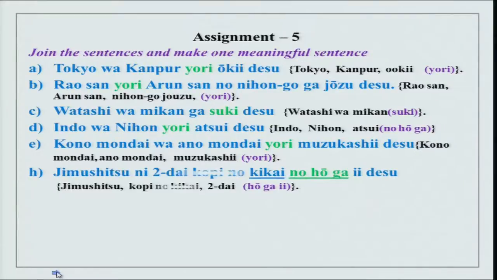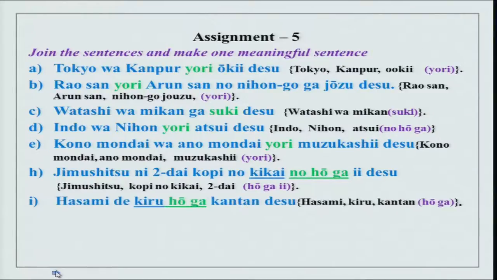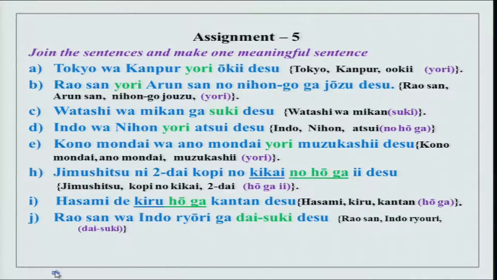Then we have jimushitsu ni 2 dai kopi no kikai no hou ga ii desu. It is better that there are two machines in the office. Hasami de kiru hou ga kantan desu. It is easier to cut with hasami. Rao san wa Indo ryori ga daisuki desu. Dai is oki. Another reading for oki is dai. So daisuki is very, very much. Rao san Indo ryori daisuki.